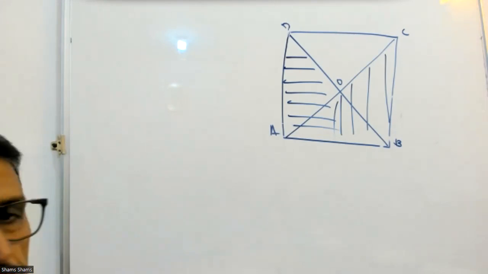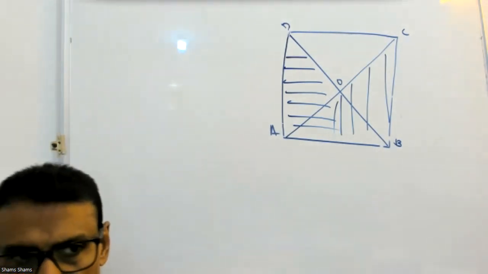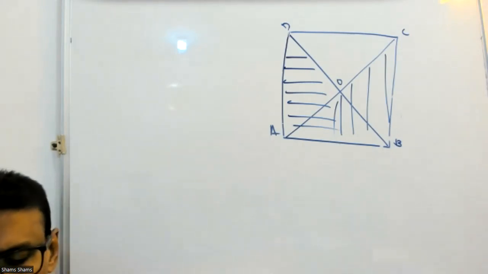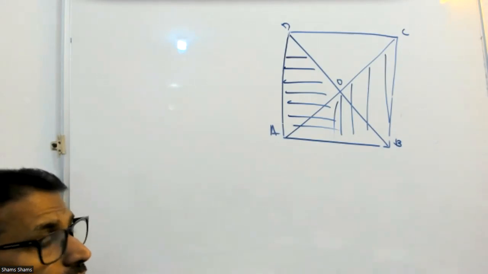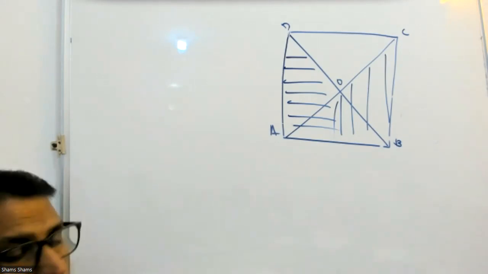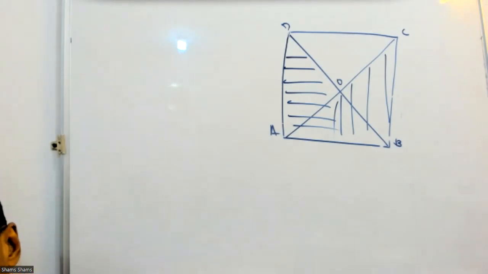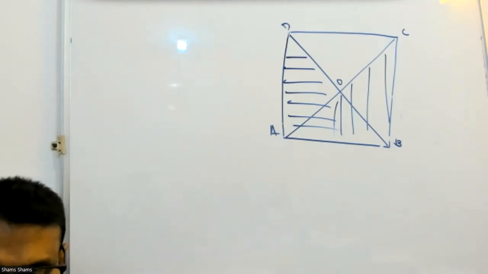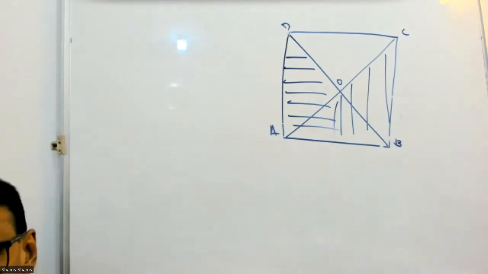Angle A equal to angle B, 90 degree, each angle of a square. AB equal to AB, common. Therefore, triangle DAB congruent to triangle CBA, SAS congruence rule. DB equal to AC. This proves what? One, right? Our question number one is finished now.